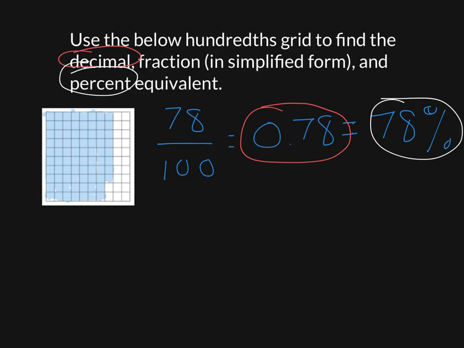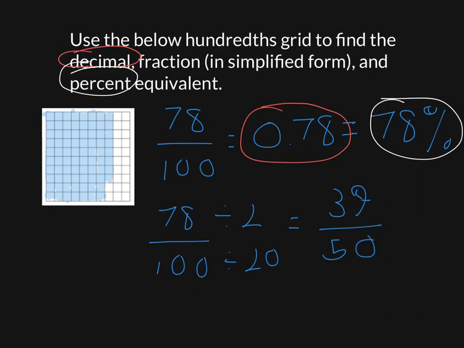So what I need is 78 over 100. Divide by 2. Divide by 2. That's 39, and that's a 50. So the last thing I'm able to say is that the fraction in simplified form is that right there.